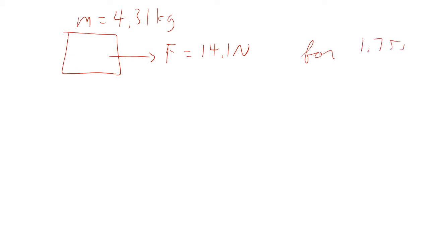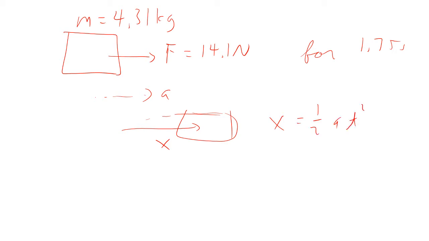Now, if we assume this thing's free to move, that means when I exert the force on it, it's going to be accelerating this way, and when I'm done, it's going to move some distance x. So I want to find x. It's real simple. X is just 1/2 at squared. So all I got to do is find a. Well, a is easy because that's F over m. So that'll be 14.1 newtons divided by 4.31 kilograms.